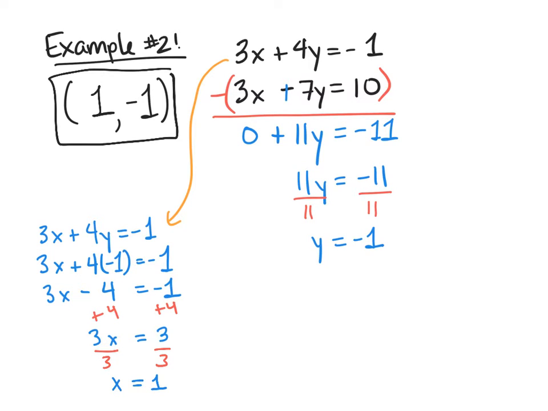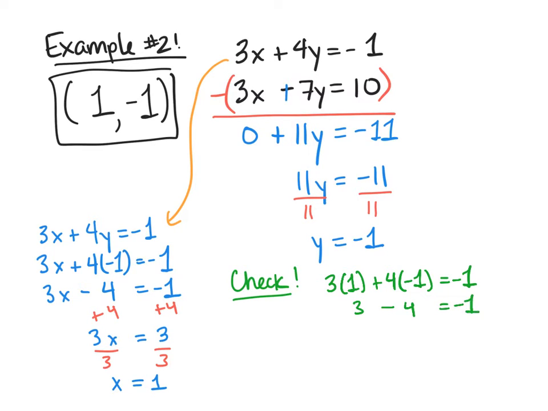And obviously, because we are accurate mathematicians, we should check our answer. So let me take both of these equations and plug them in with my answer and see if they work. So I'm going to start with the first one. So 3 times 1 plus 4 times negative 1 equals negative 1. 3 times 1 is 3. 4 times negative 1 is negative 4. And that is, in fact, equal to negative 1.